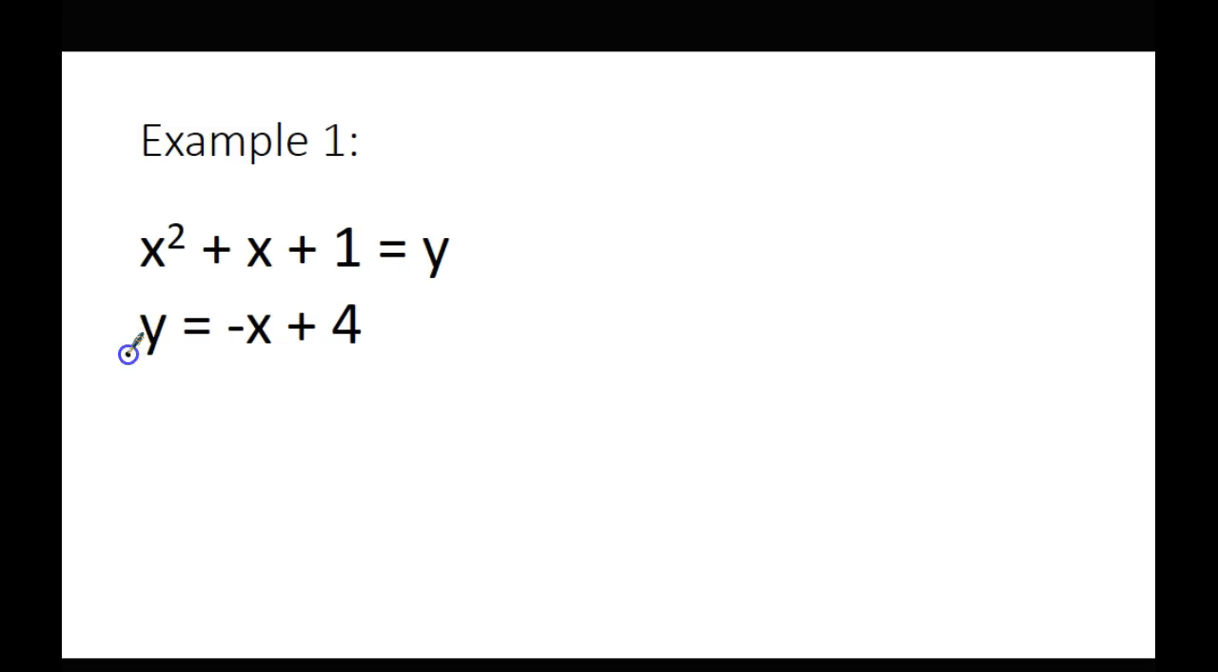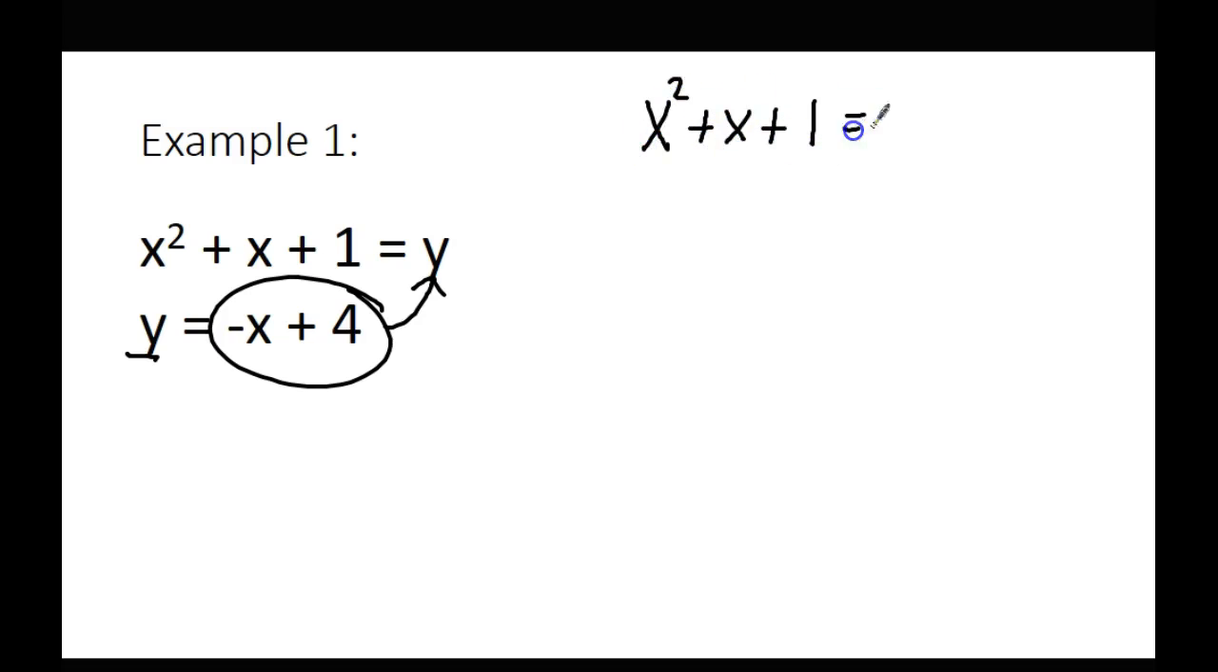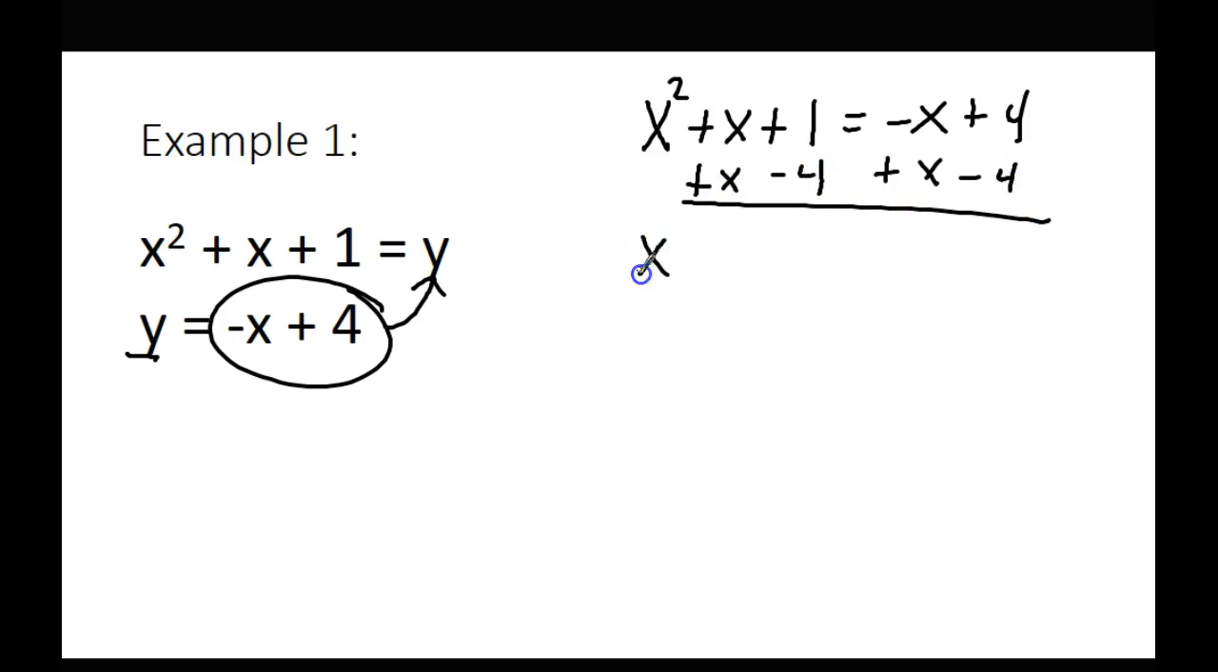So notice here that y equals negative x plus 4, right? So what I'm going to do is plug that in for the y in the other equation. Now, if I wanted to solve this from here, we're going to do what we did back on our first lesson. Since we have a quadratic here, we want to move everything over to one side so it equals 0, so that we can use the quadratic formula. So let's go ahead and move the x's over and the 4. Now it equals 0.